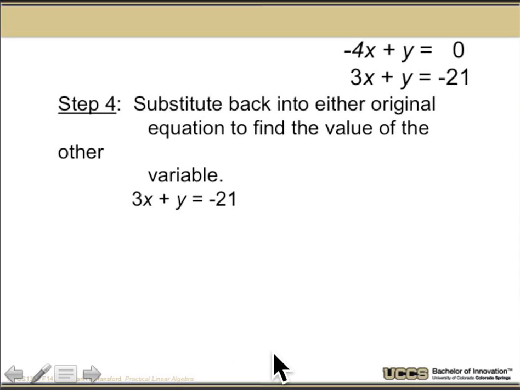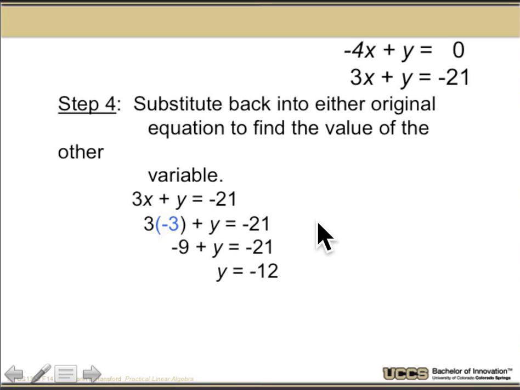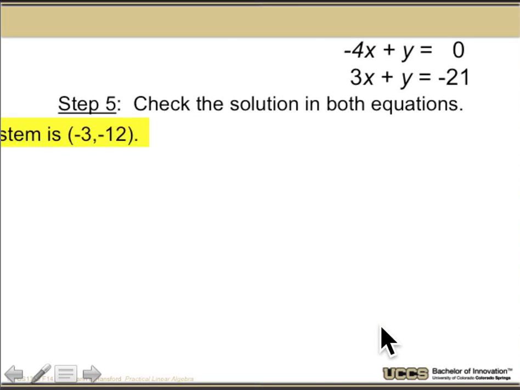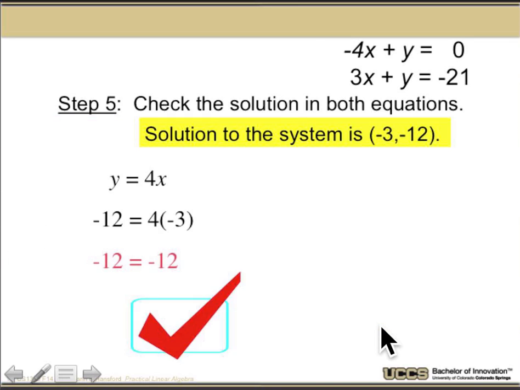Now I'm going to take that and substitute it back into the original equation. So I take 3x plus y minus 21, stick in minus 3 for x, simplify and solve, and I get y equals minus 12. So that tells me that overall my solution is minus 3 for the first element, minus 12. Okay, now I'm going to go back and check, just stick in minus 3 and minus 12, and yes, I get minus 12 is minus 12, so I checked.